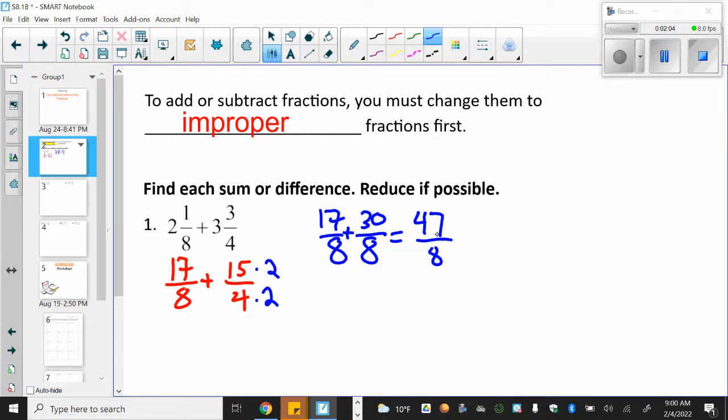Let's think through our numbers. So, 47 does not end in an even number, right? Something to know is, if you can't divide the top number by 2, you won't be able to divide it by any other even number. So, we know for sure that you can't divide it by anything that's an even number. 2, let's check 3. So 4 plus 7 makes 11, 1 plus 1 makes 2, so no, we're not even going to be able to reduce this. That one is done, 47 eighths.